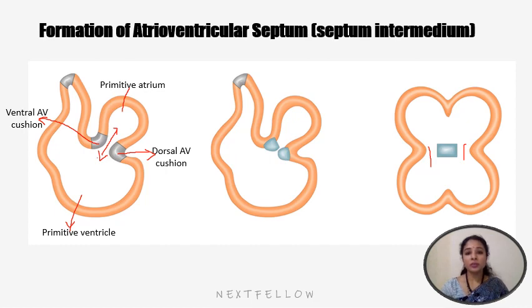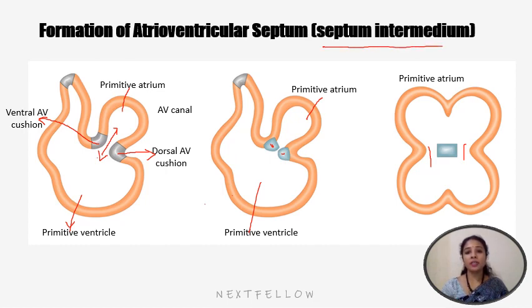So we can see these cushions start growing in this image. This is the primitive atrium, here is the primitive ventricle, and we can see the AV cushions approaching each other, and they grow towards each other and fuse together to form the AV septum or atrioventricular septum, which is otherwise called septum intermedium. So this divides the AV canal.